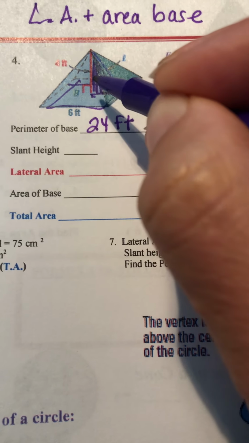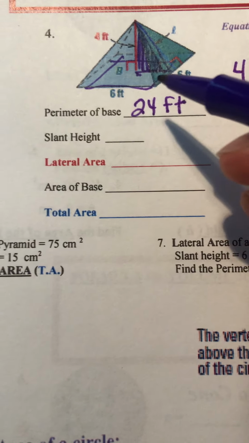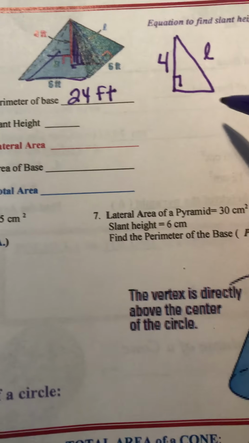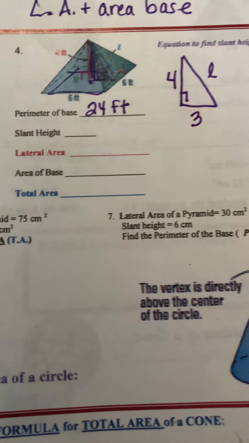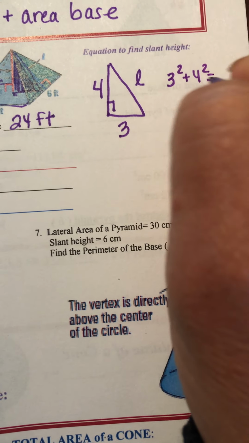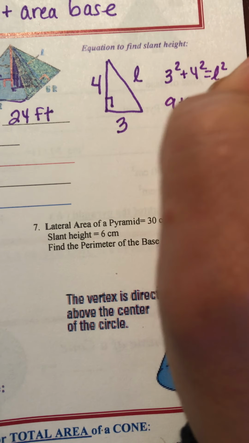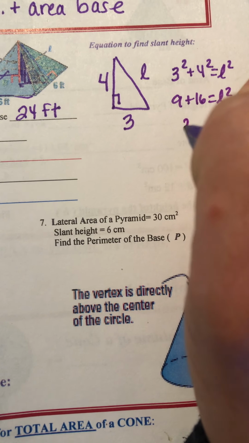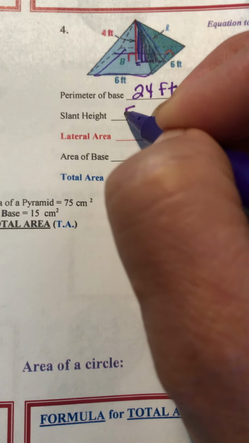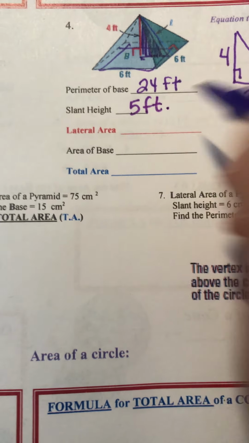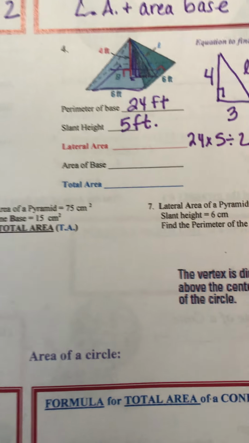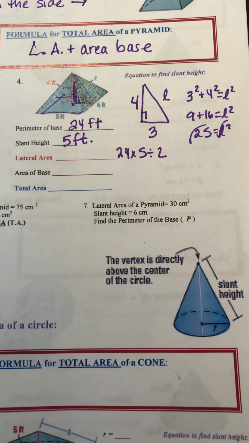So the regular height is 4, that goes there. And because this was 6, and this went from the middle to the edge, that's 3. You might know by heart what the slant height is. We've done this problem so many times, right? 9 plus 16 is 25. Square root of 25 is 5 feet for the slant height. So a little extra work for that problem, to find the slant height using a squared plus b squared equals c squared.